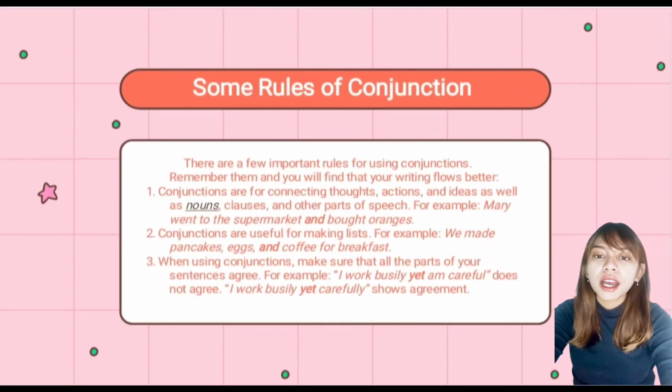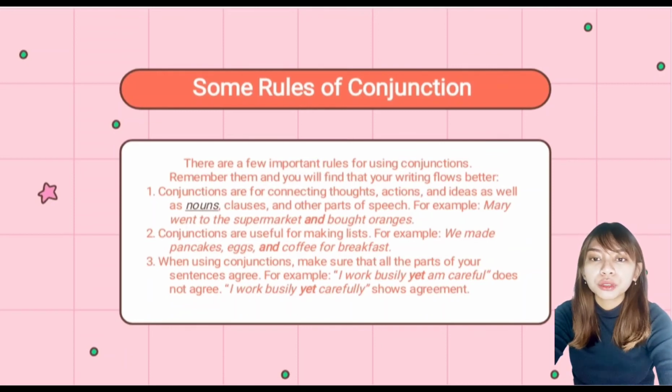Here are actually some rules of using conjunction. We have 3 rules, and the first, conjunctions are for connecting two actions and ideas as well as nouns, clauses, and other parts of speech. For example, Mary went to the supermarket and bought oranges. Here we use "and" because it has 2 sentences.